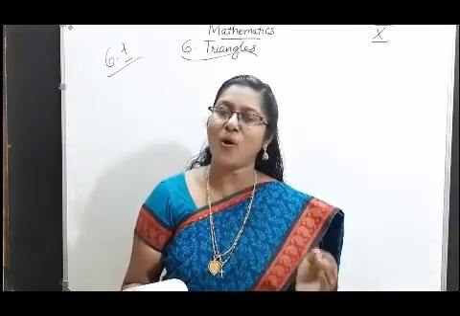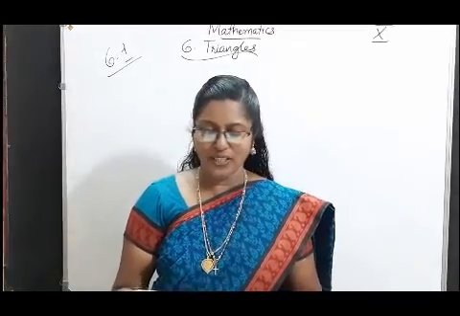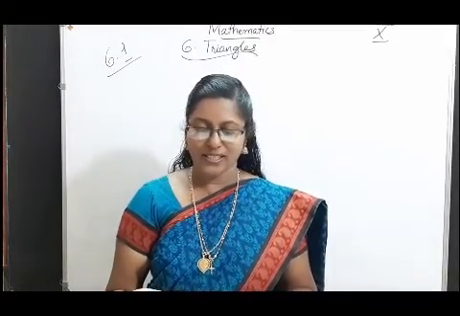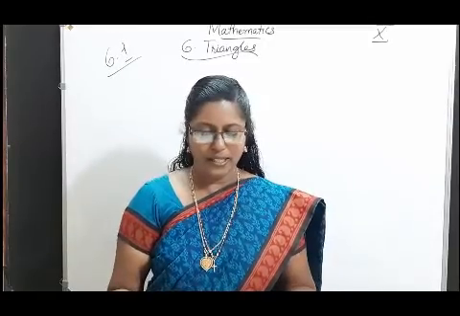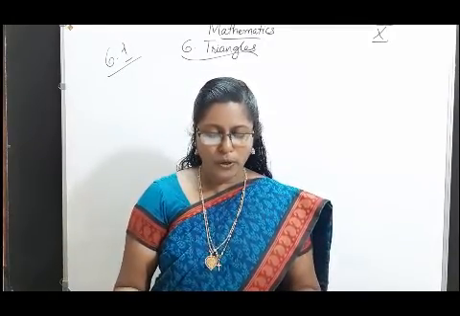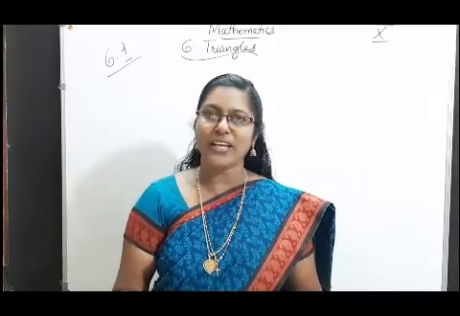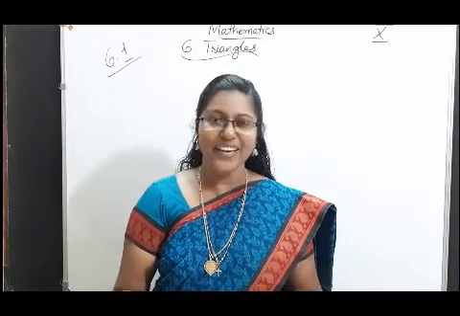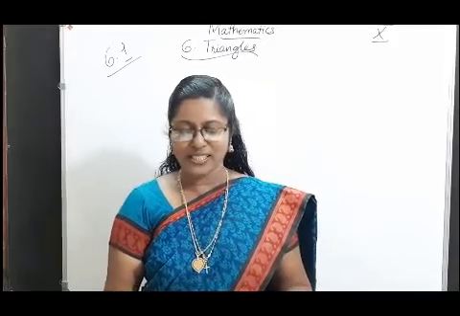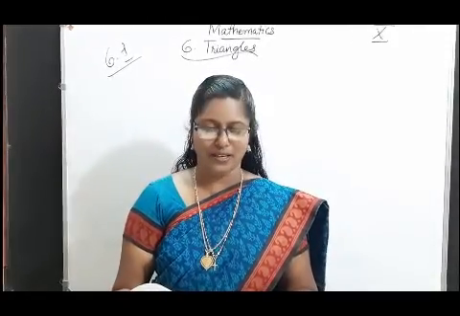Equilateral means all sides are equal. All the equilateral triangles are similar. Then the fourth one: two polygons of the same number of sides are similar if their corresponding angles are equal and their corresponding sides are proportional.